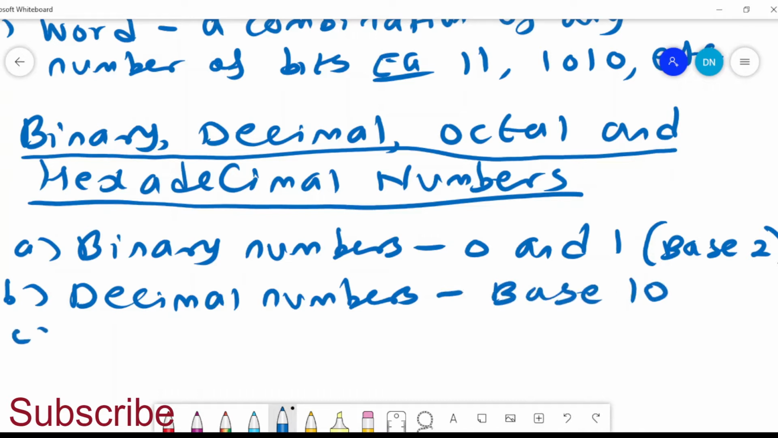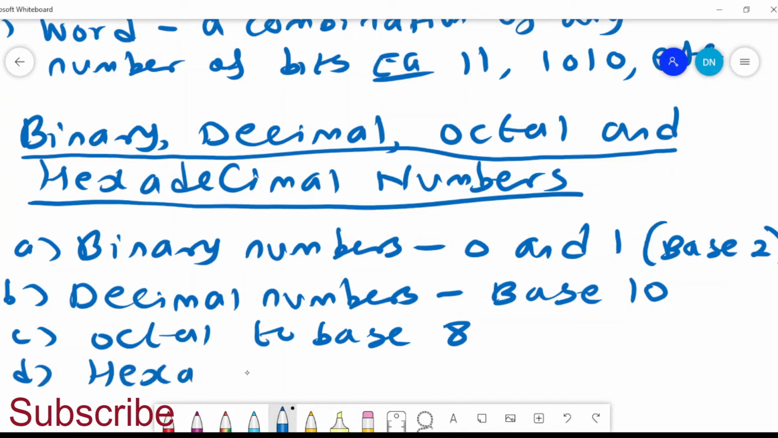And then the third is the octal, to base 8. And then the last one is the hexadecimal, to base 16. And that is important, particularly for us to be able to deal with these numbers. So I want to give you a table that shows an example of these 4 types of numbers that we can use when we are representing the number system for computers.